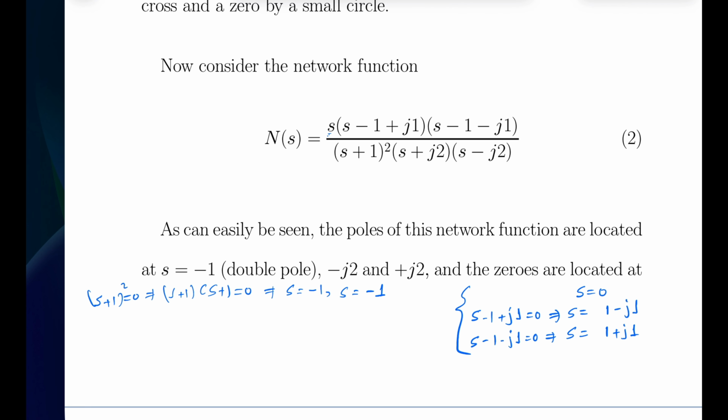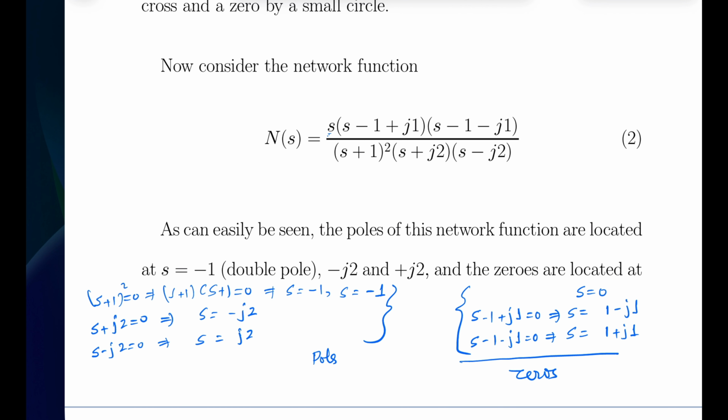Then we have s plus j2 becoming 0. Then we have also a pole. So this gives you s equal to minus j2. The third pole appears when s minus j2 becomes 0. So this gives you the location of another pole at s equal to j2. So this gives you the location of poles and this gives you the location of zeros. Okay?